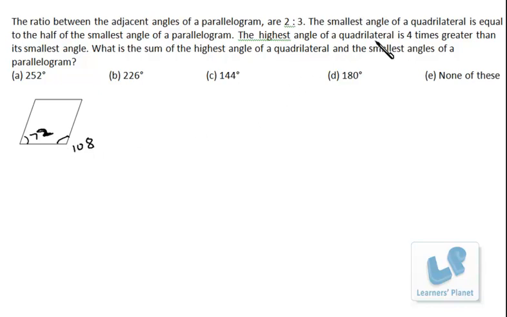Now, as far as the quadrilateral is concerned, the smallest angle of the quadrilateral is equal to half of the smallest angle of the parallelogram. That means the smallest angle of the quadrilateral is 36 degrees, right? The highest angle of the quadrilateral is 4 times the smallest. So the highest angle is 4 times this, that is 36 into 4, that is 144. So what is the sum of the highest angle and the smallest angle? So it's 144 plus 36, so it's 180, right? Very simple problem.